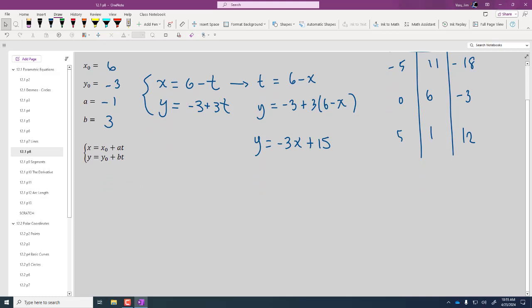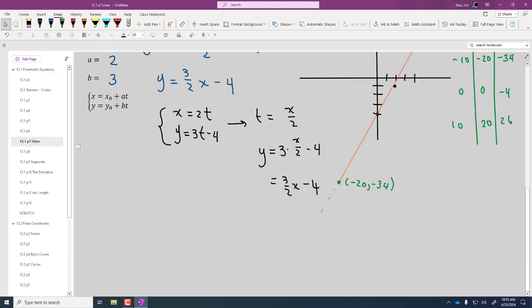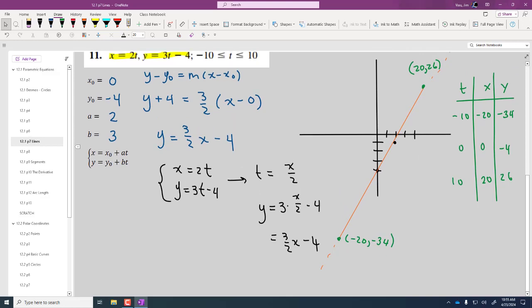And on the last one, I just remember we didn't do orientation. What is the orientation on this one? Going up. Up to the right. Does everyone agree? And we started down here at negative 20, negative 34, and then we went to 0, comma negative 4, and then we went up here. So orientation is this direction.